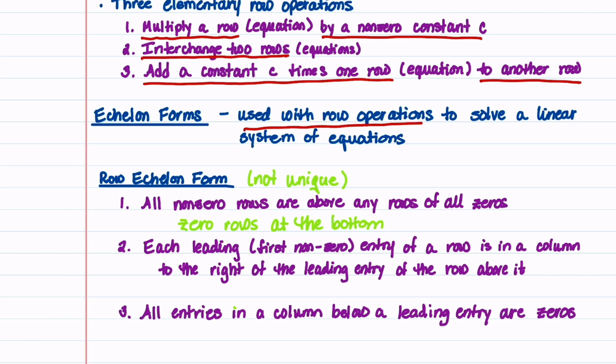The next requirement is that each leading entry, which means each first non-zero entry in a row, is in a column to the right of the leading entry of the row above it. This is easier to think about if you think that this just means that the leading entries are down and to the right. Let's write that down. So the leading entries are down and to the right.